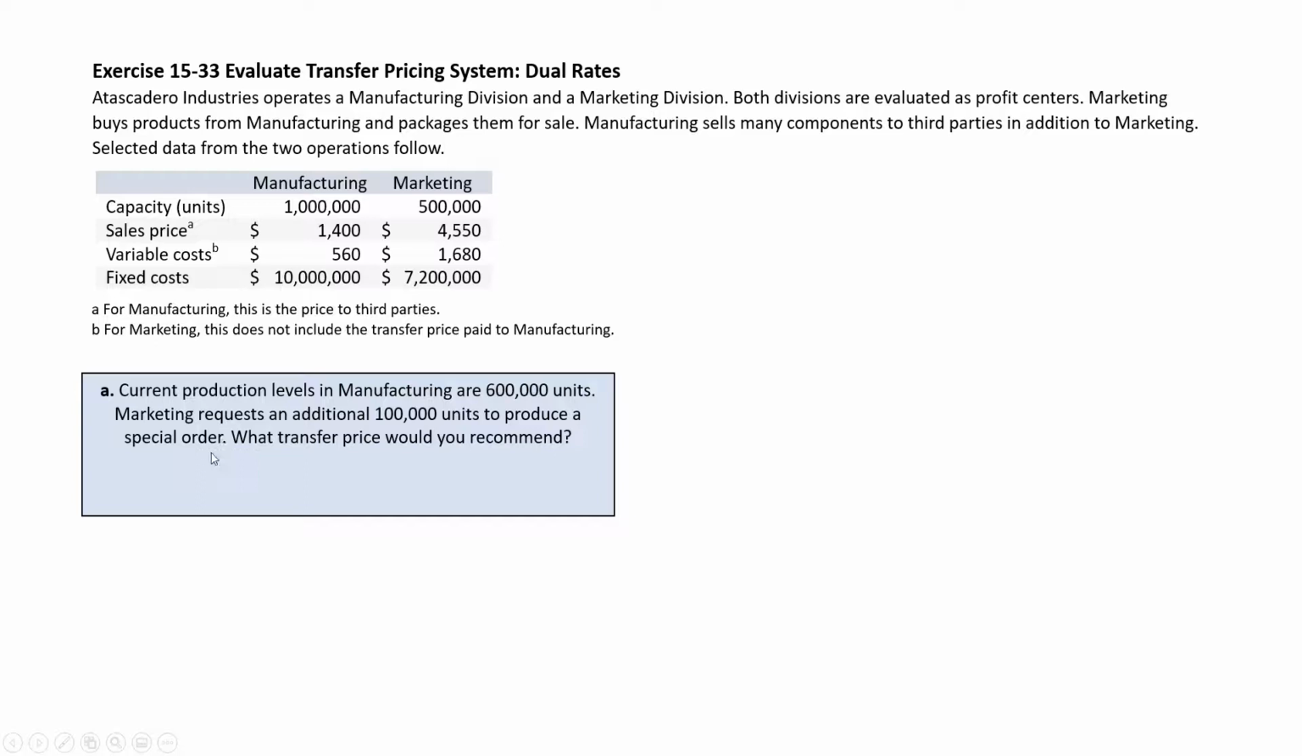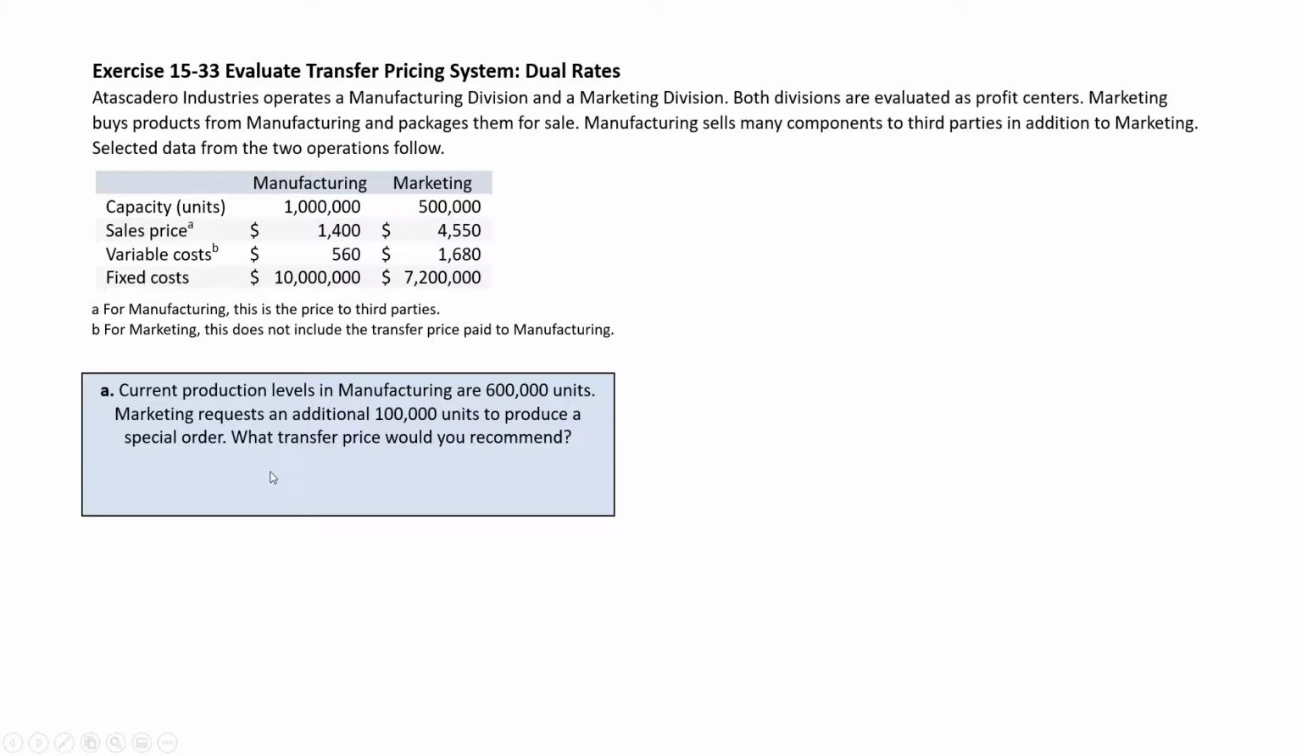The first situation, A, is we assume that the current production level in manufacturing is 600,000. So that's where they're at now without any association with marketing. Marketing has come and requested an additional 100,000 units to produce a special order. So that'd bring them up to 700,000. And they're asking what transfer price you would recommend.